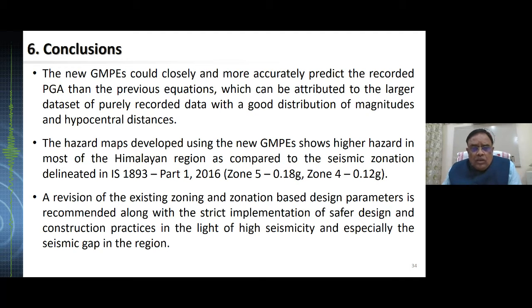So using these, what we have carried out clearly highlights that we have to look at safer design and construction practices in light of high seismicity and the seismic gap in the region.